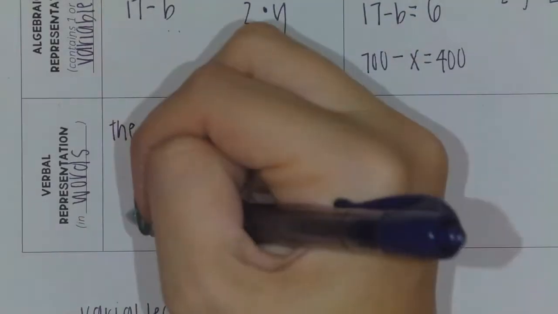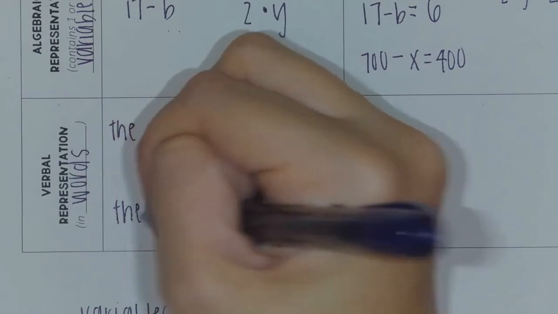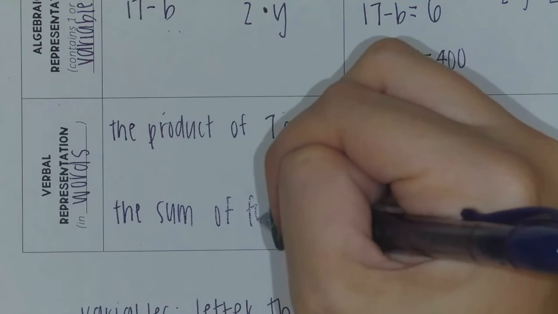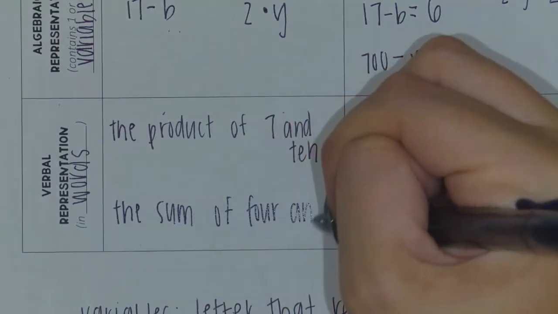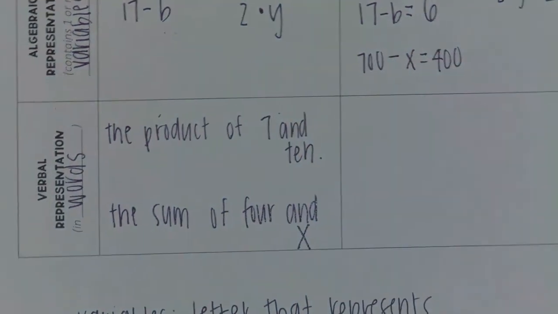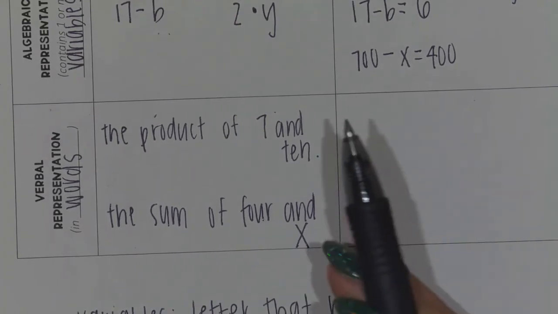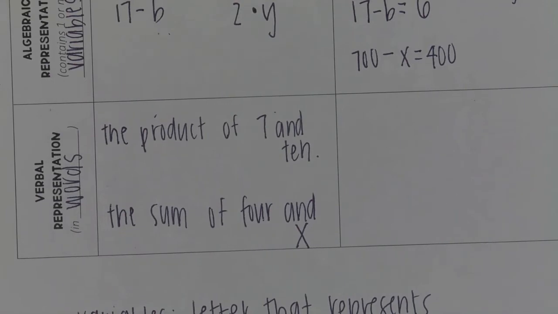Okay, I could also say that the sum of 4 and x. Okay, so again, I have nothing but words here. They did spell out the number 4. It would have been okay if they just wrote the number 4. And I have a variable, okay? So verbal representations can have numbers, they can have variables, and they have the word form of the operator.